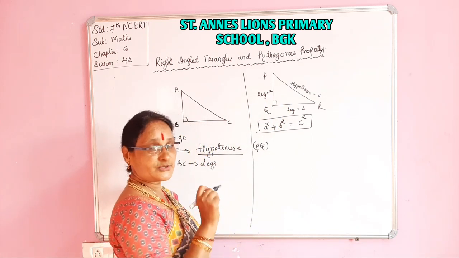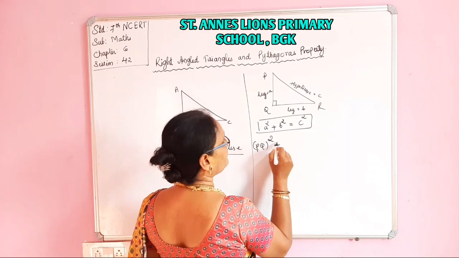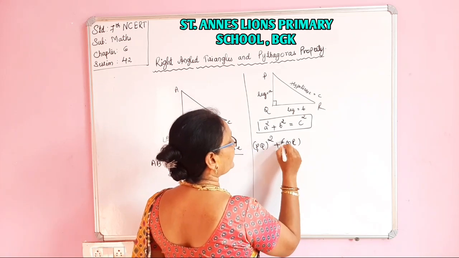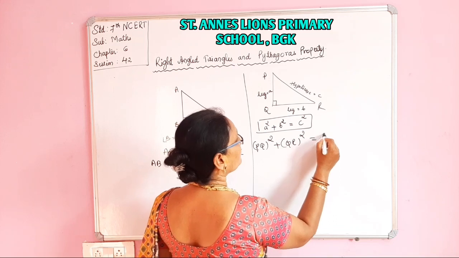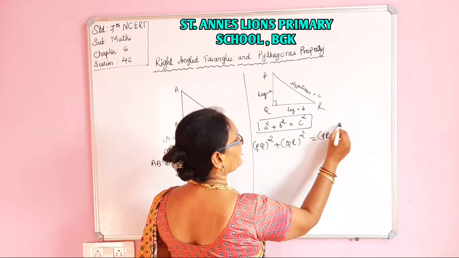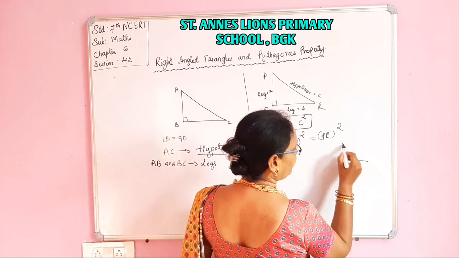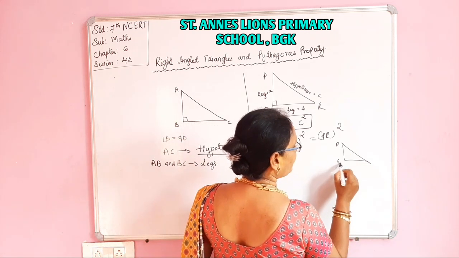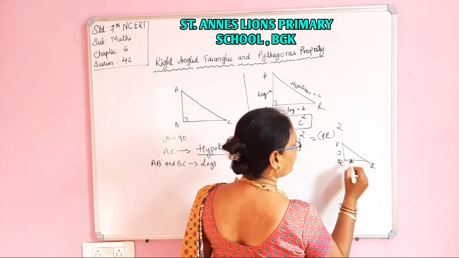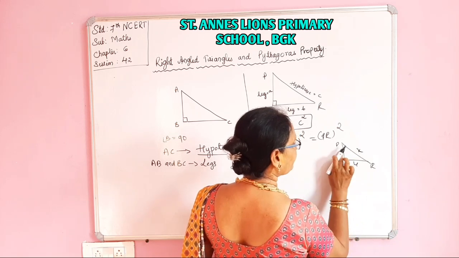The length of the PQ will be given. PQ square plus QR square is equal to PR square. One example I will take. We will see. Suppose here this is one right angle triangle. This is PQR. This is 3, 4 and this is X.